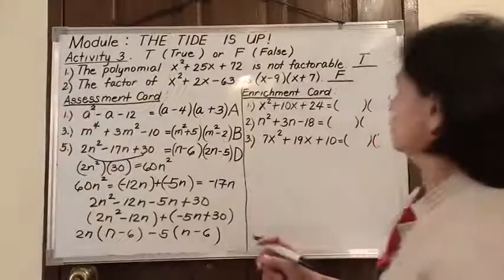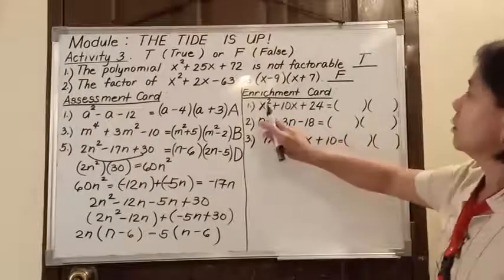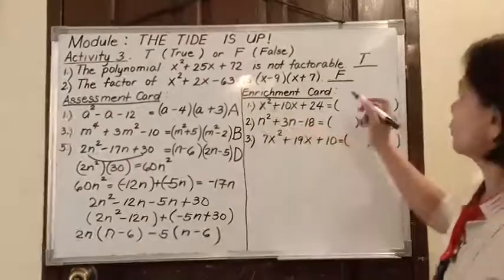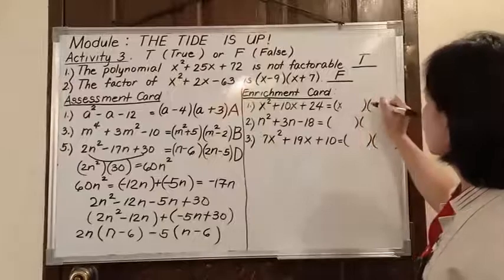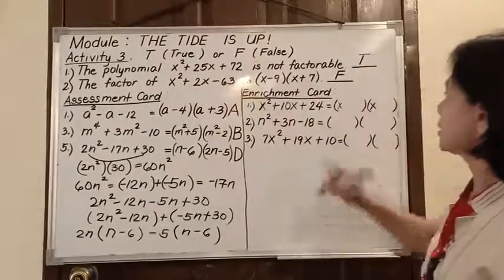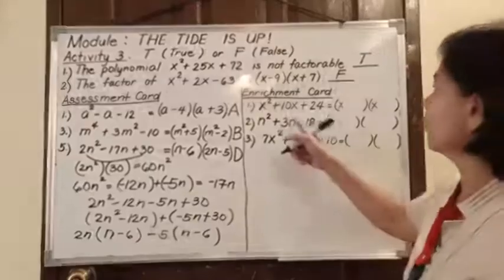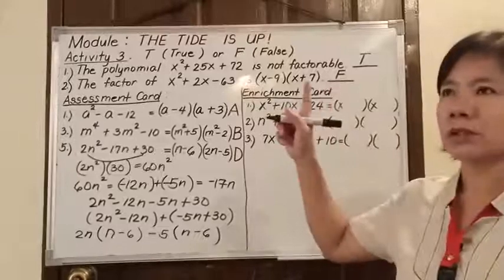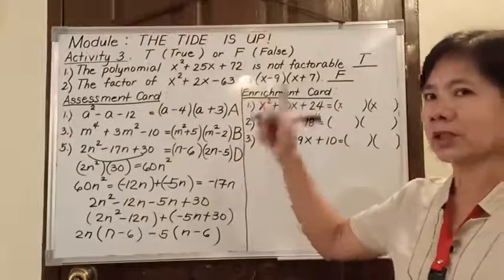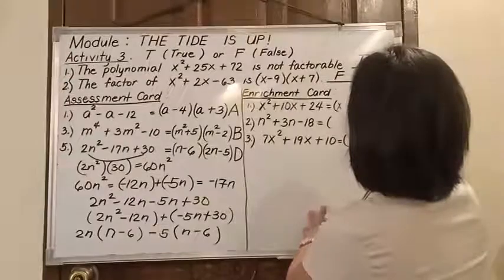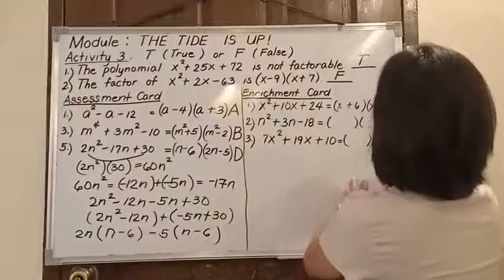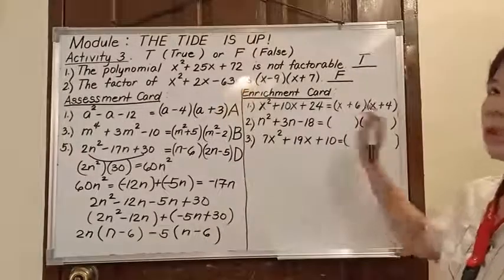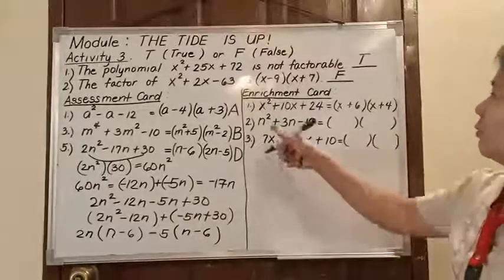Next, enrichment card. For the enrichment card, factor the first term, number 1, x squared plus 10x plus 24. Anong factor ng x squared? Dalawang x. Next, 24. Ano kaya ang factors ng 24 na ang pag-add mo yung makukuha mo yung 10? 6 and 4. 6 times 4 is 24. 6 plus 4 is 10. So, we have positive 6 and positive 4. So, pwede nandito yung x plus 4, nandito yung x plus 6. Pwede mag-interchange siya.